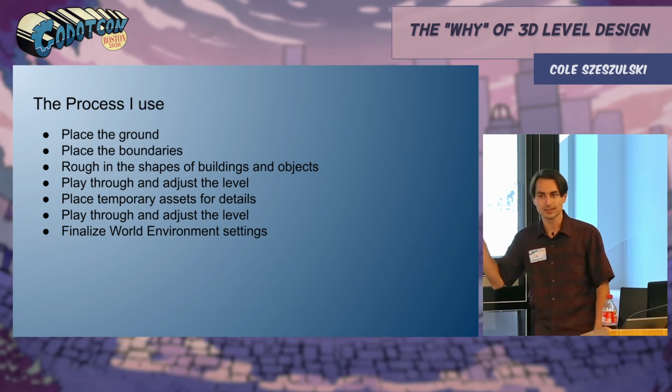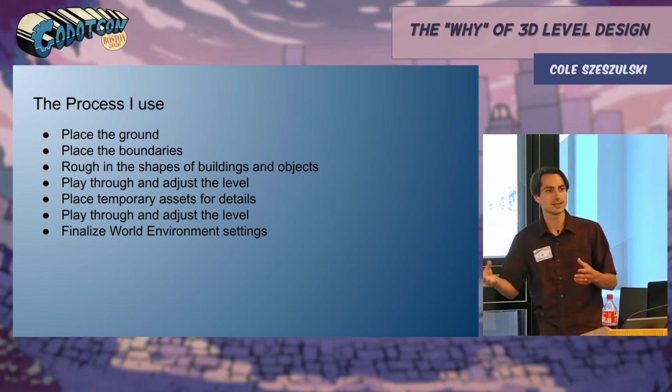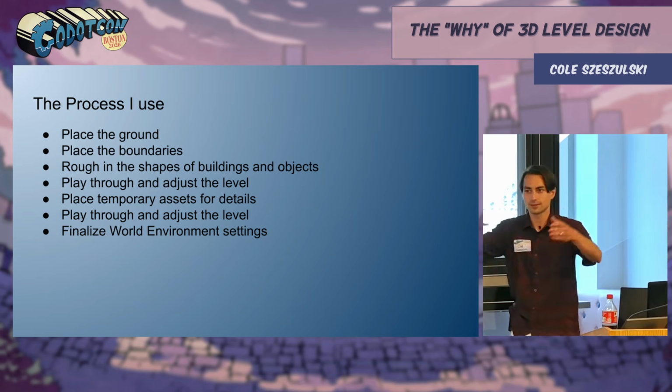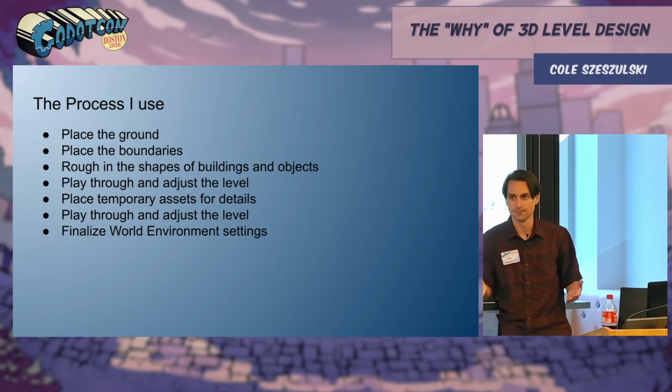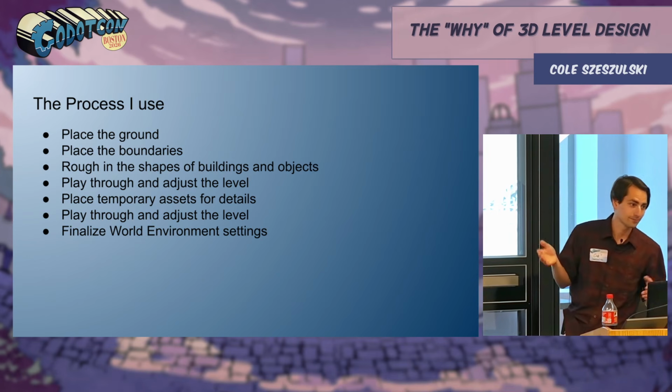Rough in the shapes of buildings and objects. Like if you're building a cityscape, I want to put like 20 boxes around, adjust their sizes, move them around a little bit, boom. That's a city.